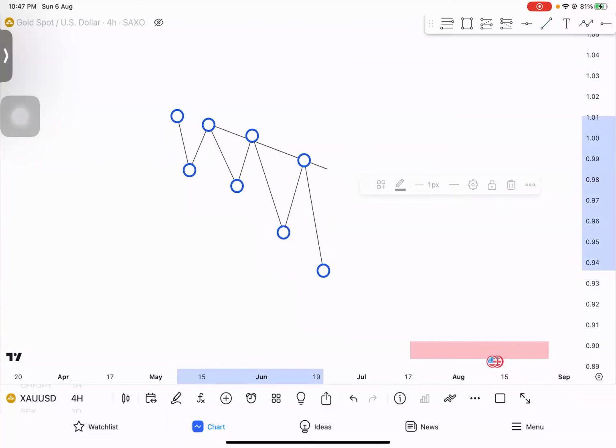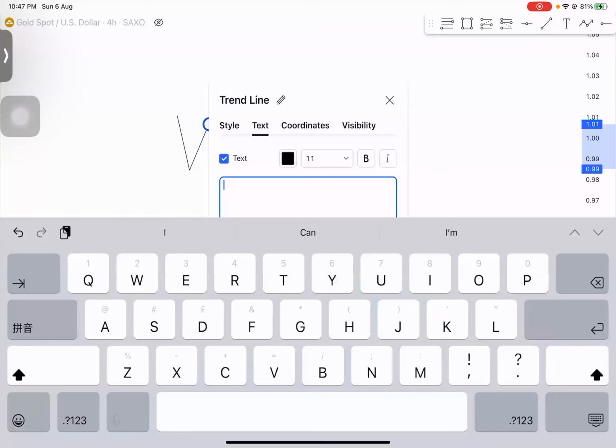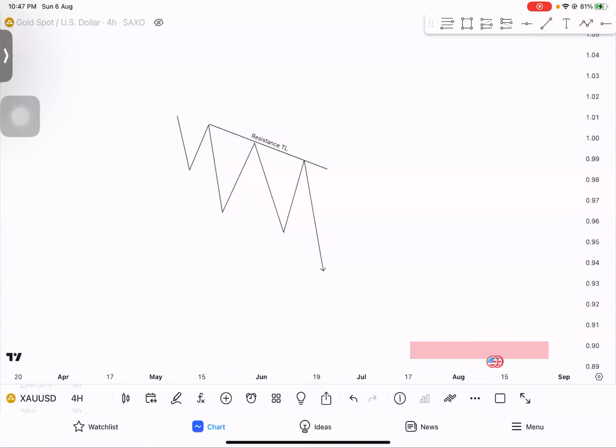Just link through all the highs, and this is your trend line. Okay, this one we call the trend line resistance, the resistance trend line.